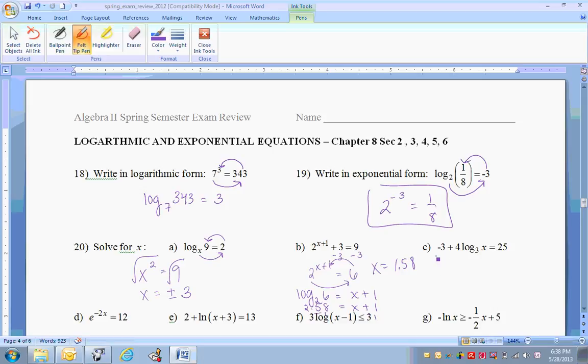Okay, so on part C, we're going to add 3 to both sides. Remember, our whole goal is to get x by itself. So you end with 4 log base 3 of x equals 28. Then you're going to divide both sides by 4.